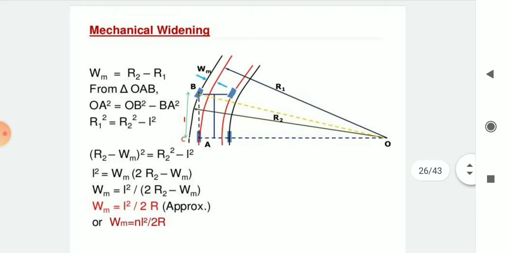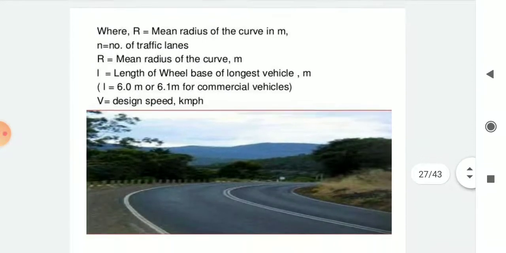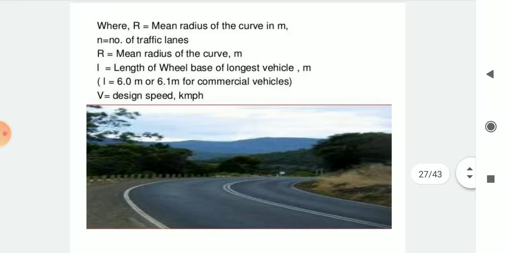For mechanical widening, you can see in the figure the different radii and the curves and the widenings shown. Wm is equal to R2 minus R1. From triangle OAB, OA square is equal to OB square minus BA square, that is R1 square is equal to R2 square minus l square. We can get Wm is approximately equal to l square divided by 2R, or Wm is equal to nl square divided by 2R, where R is the mean radius of the curve in meters and n is the number of traffic lanes.